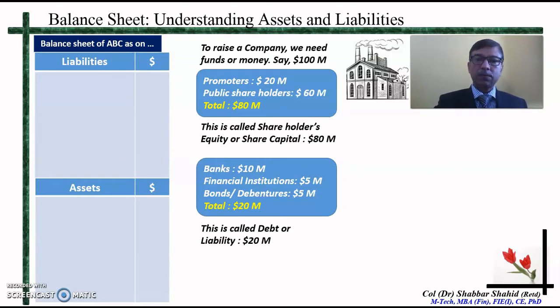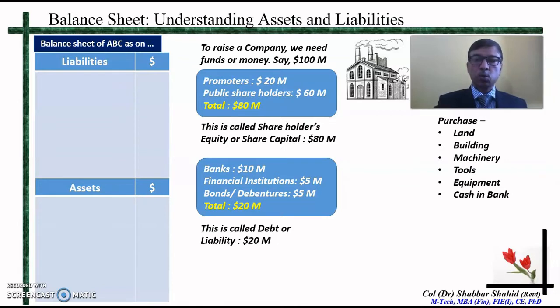What would the company have done with this 100 million? It would have purchased land, constructed the building, bought the plant and machinery, tools, equipment, and all those things which were required for functioning of the company. And thereafter, some amount would have remained as cash in bank.